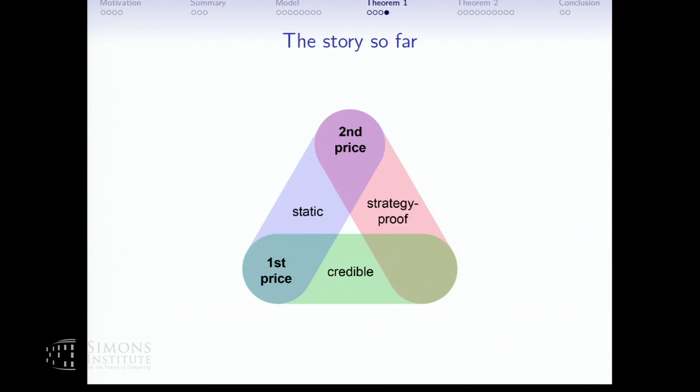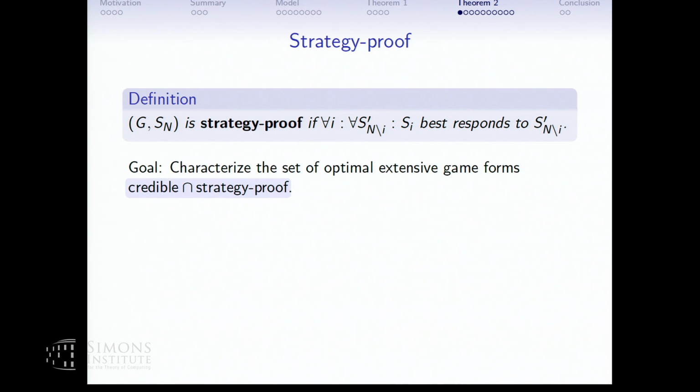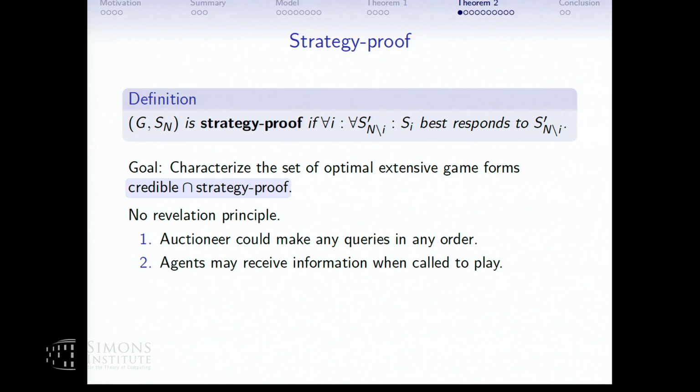All right, so now I'm going to try to fill in this last bit of the trilemma. Strategy proof. We've also been at this all afternoon. A protocol is strategy proof if for every bidder, for all opponent strategies, that bidder's strategy is the best response. The goal is to characterize the set of optimal extensive game forms that are both credible and strategy proof. The problem is that there's no revelation principle, right? The auctioneer could make any queries in any order. The agents could receive information when they're called to play.